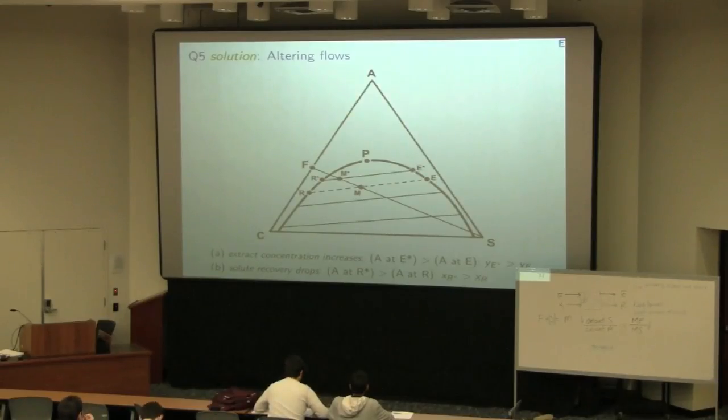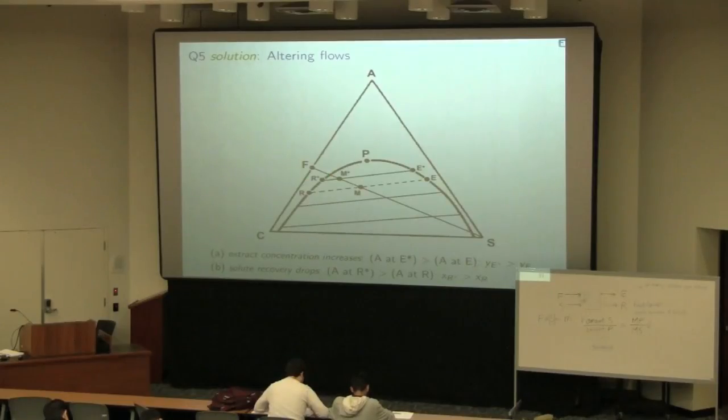The recovery is a little bit more subtle. The recovery is how much of the total solute do we recover from the system? So how much of my solute is in the extract versus what I started off? Well, this recovery actually drops because what happens is my R star also goes up. R star is the concentration of solute in my raffinate. That's undesirable. We want our raffinate to have as low a concentration of solute as possible. We don't want any of that solute to go over into our raffinate stream.